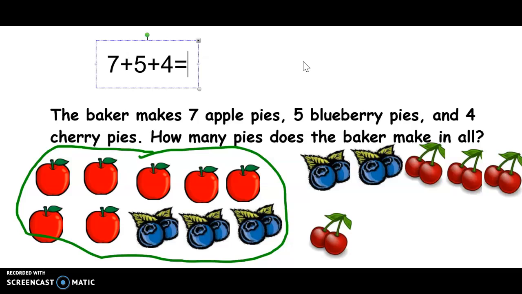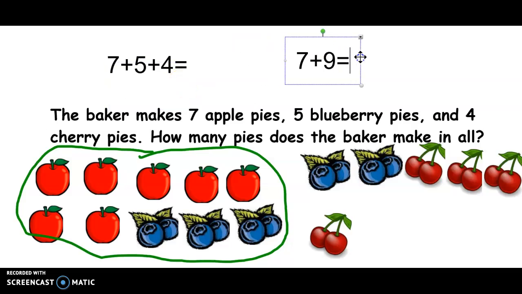First, I would look for a 10 partner, but I don't see any 10 partners. So let's use another method. Let's use something I haven't used yet. You know what? I think let's just make these into a larger number. Let's simplify that equation. From 7 plus 5 plus 4, let's take 5 and 4. That gives us 9. So then 7 plus 9 equals, this should make it easier for us.